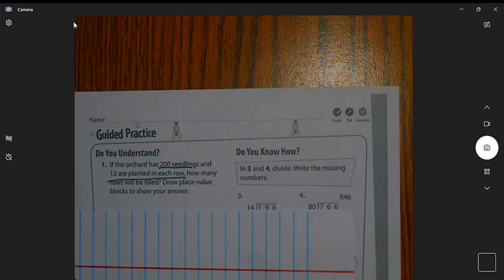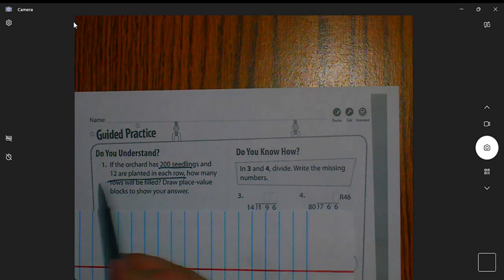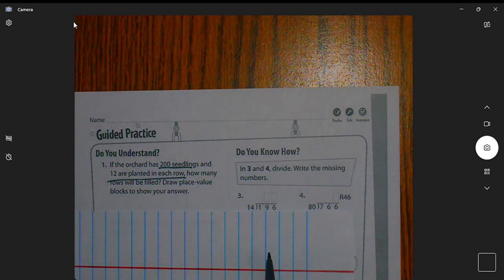So, let's look at number 1. If an orchard has 200 seedlings and 12 are planted in each row, how many rows will be filled?